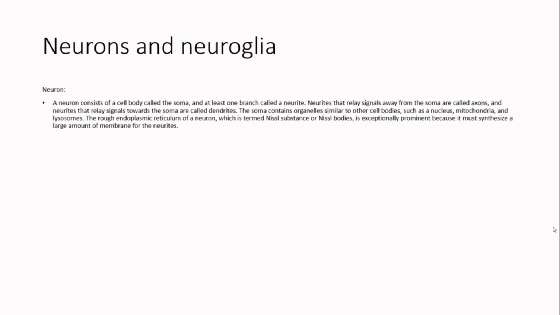And this neuron consists of a cell body, which we call soma. You can also call it perikaryon, and it has at least one branch called a neurite. These neurites, if they relay signals away from the soma, we call them axons. And if they relay signals towards the soma, we call them dendrites.